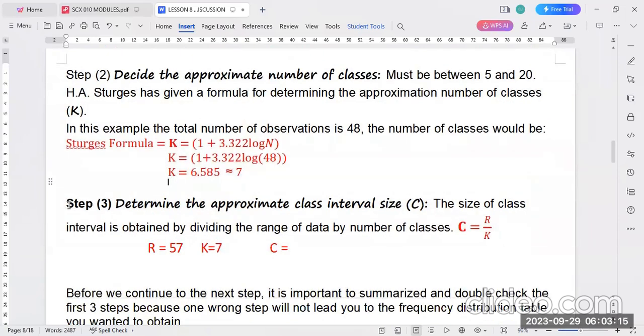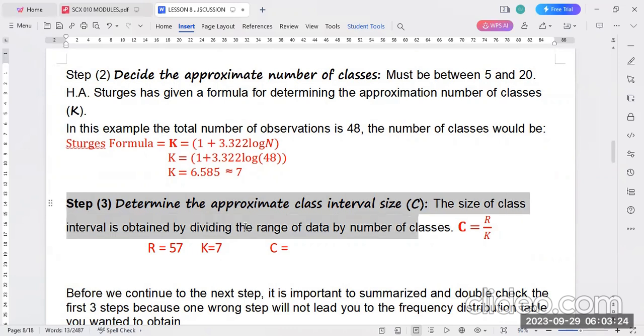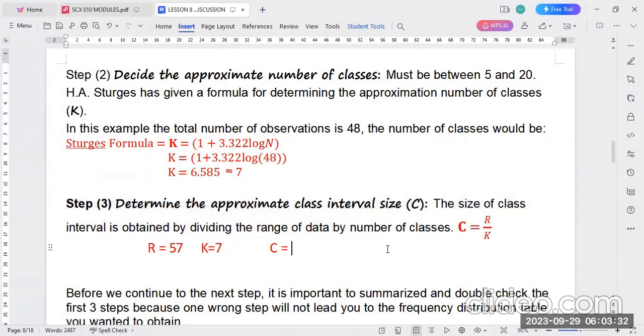Now proceed to step number 3. We need to determine the approximate class interval size, or C, and the size of class interval is obtained by dividing the range of data by the number of classes. So that's why we need to solve for the value of K and the range for us to solve the approximate class interval size.